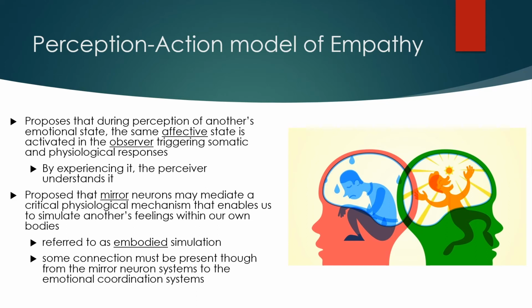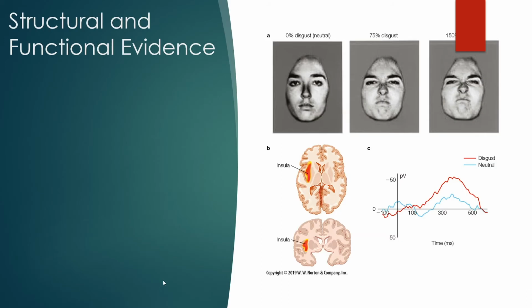And it can really get a lot of those processes flowing, those physiological processes that we talked about in the emotion lectures. And this is referred to as embodied simulation, really feeling what other people feel. But researchers have argued that in order for this to be true, we have to be able to present some evidence that the mirror neuron system is connected to these emotional coordination systems, to the physiological mechanisms themselves. And so that's what we'll get into in this next slide.